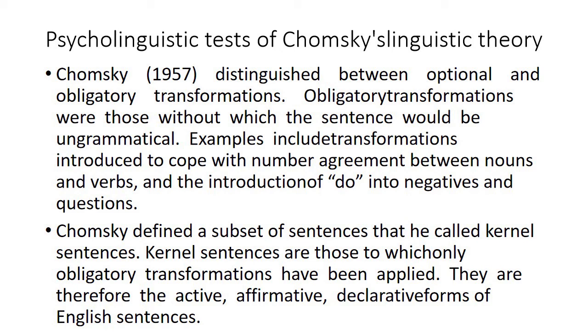Chomsky in 1957 distinguished between optional and obligatory transformations. Obligatory transformations were those without which the sentence would be ungrammatical. Examples include transformations introduced to cope with number agreement between nouns and verbs, and the introduction of do into negatives and questions. Other transformations were optional. For example, the passivization transformation takes the active form of a sentence and turns it into a passive form.